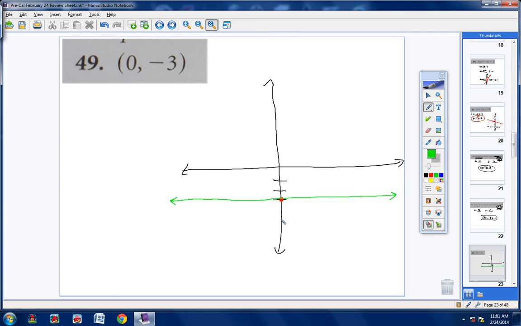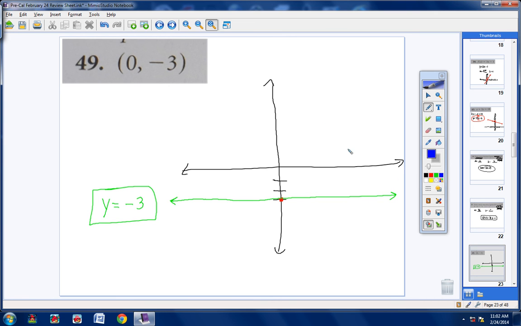Well, what have we learned these past couple weeks? Horizontal lines are always equations that have y equals. Vertical lines are always equations that have x equals. Okay? So it's a horizontal line. I have y equals. And where does it cross the y-axis at? Negative 3. So there. You just wrote the linear equation of that horizontal line.